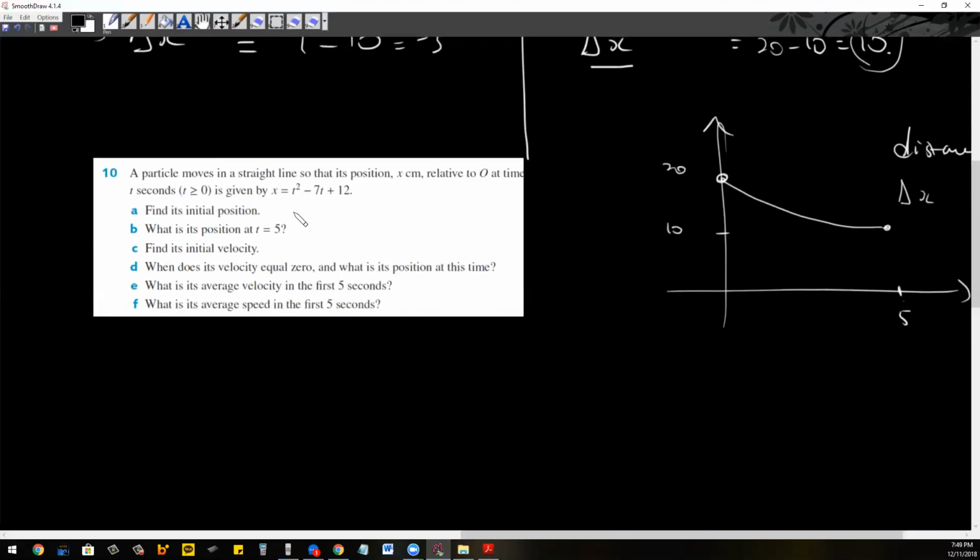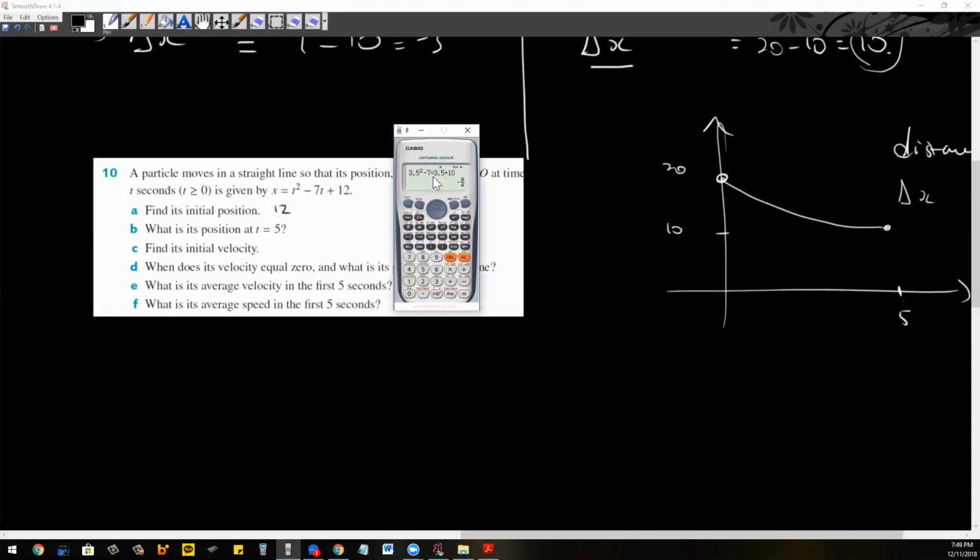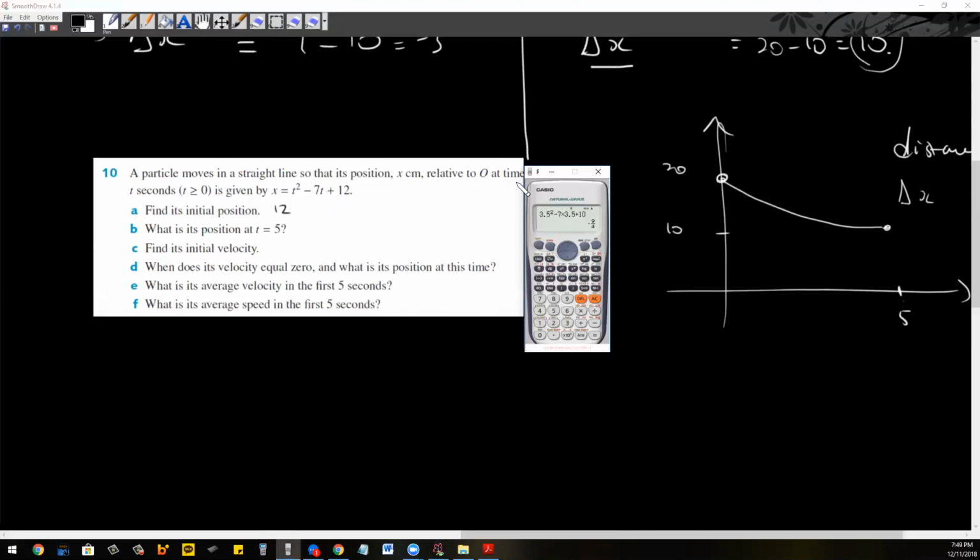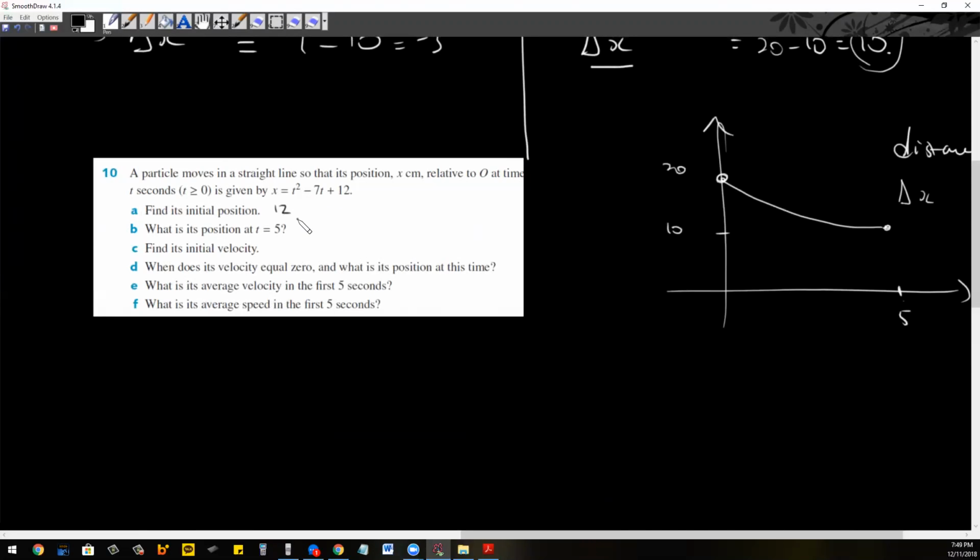So initial position is 12, right? Because when time is 0, then x is 12. What is its position at t equals 5? Then you just have to plug in 5 in here, right? If you use a calculator, it should be 2. That's 25 minus 35 plus 12. So it's 2. That's the position at 5 seconds.